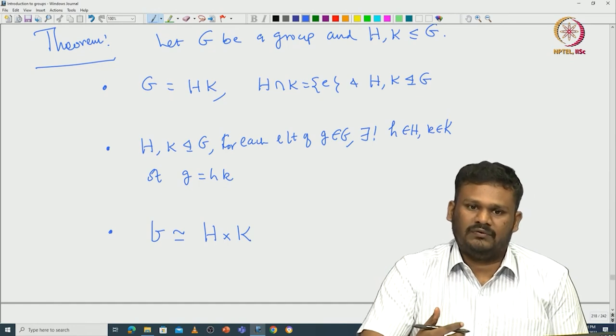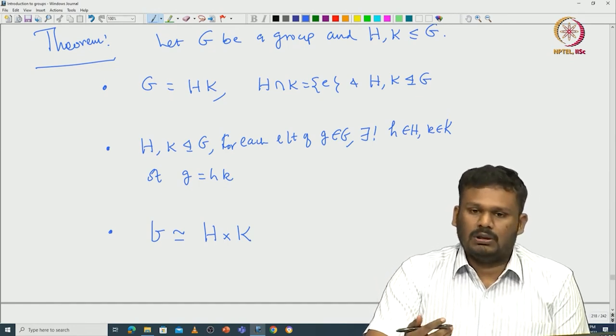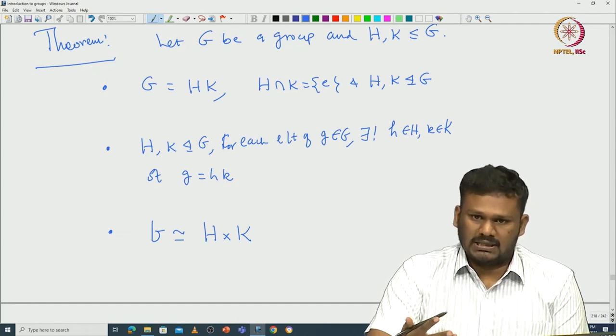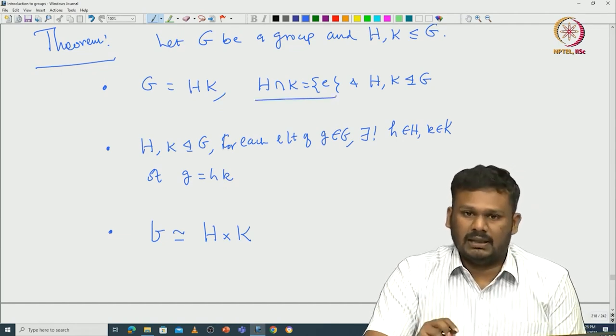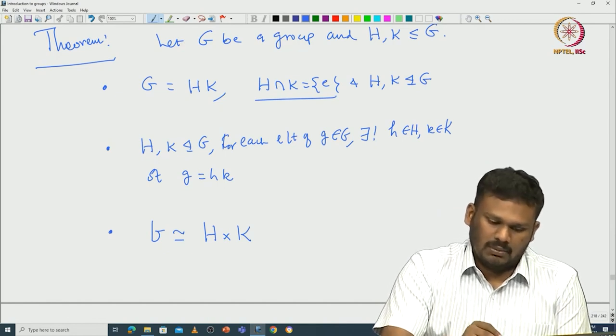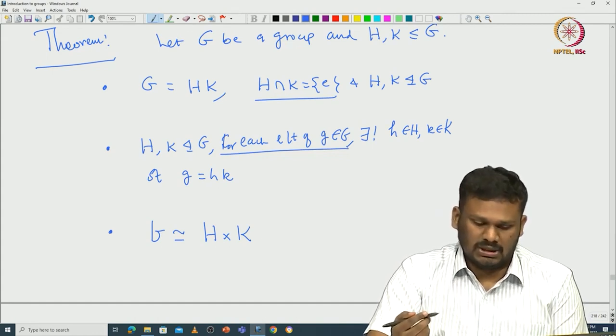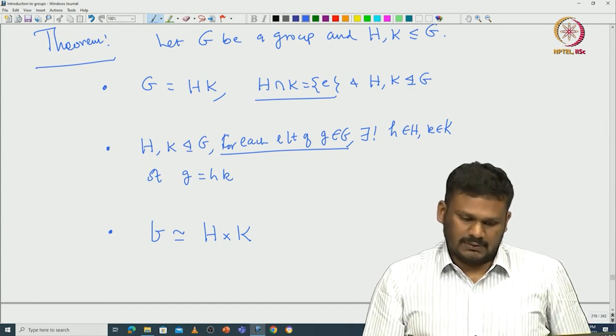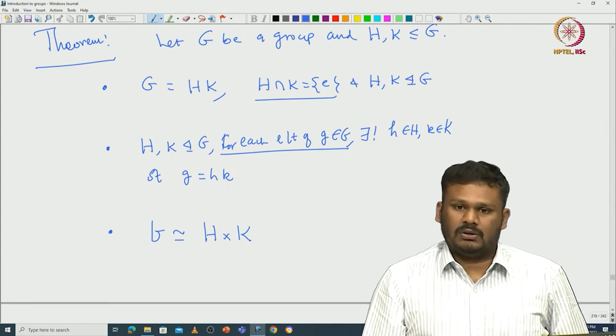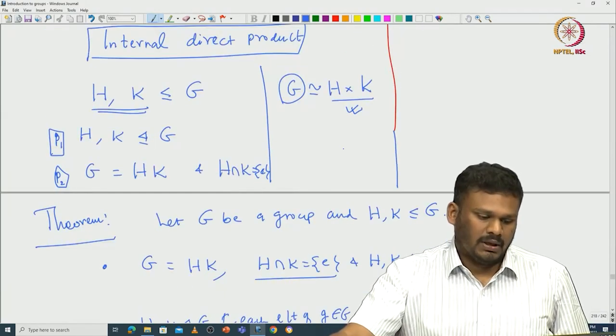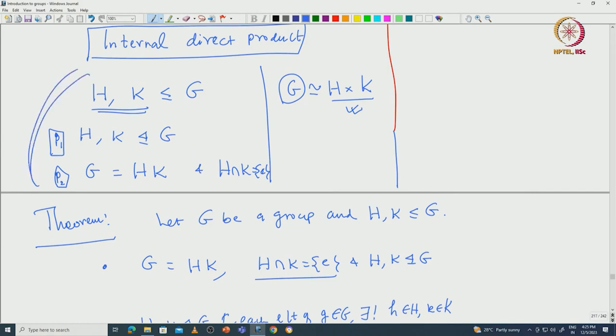G is just isomorphic to H cross K, and H and K are both normal subgroups of G such that the product HK is equal to G and H intersection K is identity, and for each element g in G there exists unique h in H and k in K such that g equals hk. So if these properties are satisfied, then G must be isomorphic to H cross K. That is why we call the subgroups satisfying these properties internal. If you can find two subgroups satisfying these properties, then you call G the internal direct product of those two subgroups H and K.